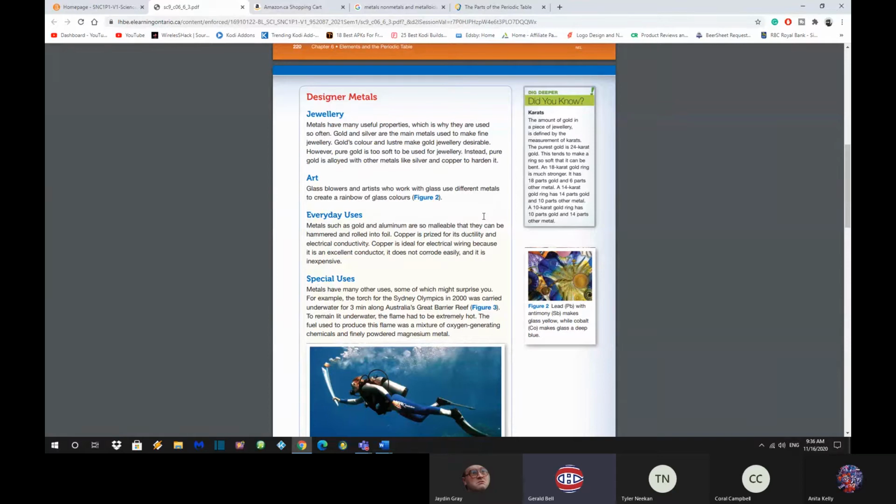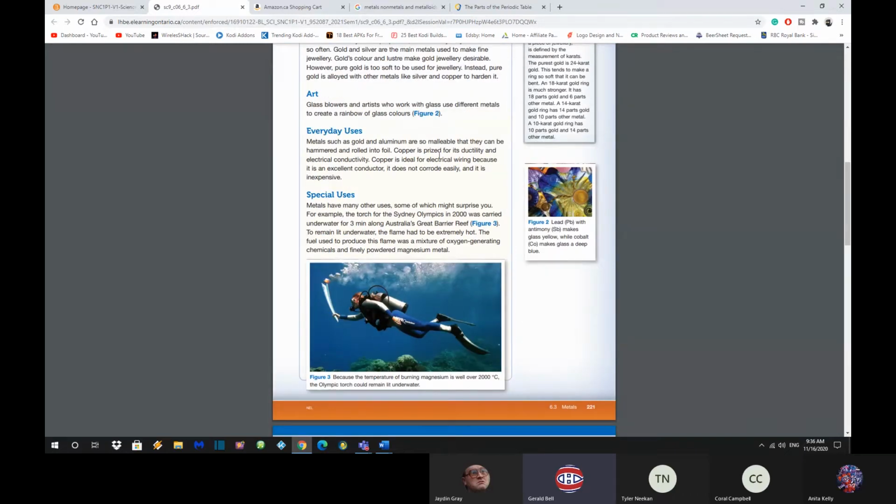Art. Glass blowers and artists who work with glass use different metals to create rainbows of glass colors. Everyday uses. Metals such as gold and aluminum are so malleable that they can be hammered and rolled into foil. Copper is prized for its ductility and electrical conductivity. Copper is ideal for electrical wiring because it's an excellent conductor. It does not corrode easily, and it is inexpensive.